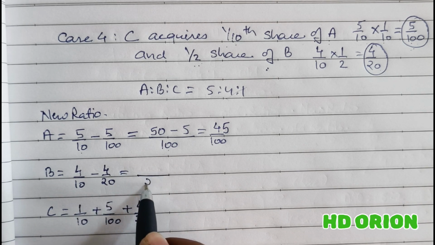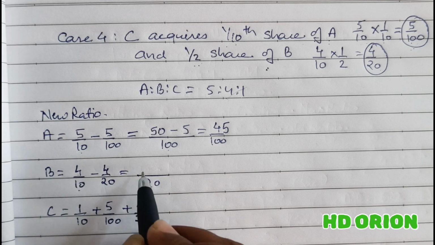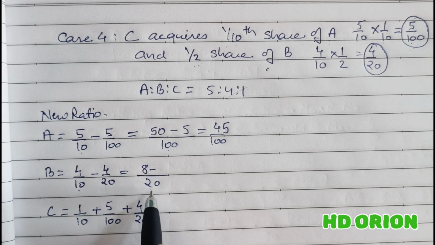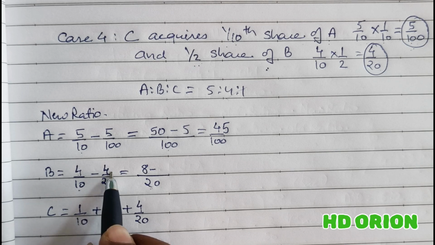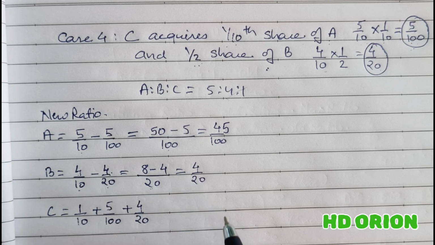LCM is 20. 20 divided by 10 is 2. 2 multiplied by 4 is 8. 8 minus 20 divided by 20 is 1. 1 multiplied by 4 is 4. So here we get how much? 4 by 20. And now see here.